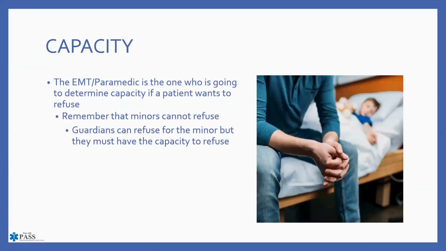So the EMT or paramedic is the one who is going to determine capacity if a patient wants to refuse. And remember that minors cannot refuse under normal conditions. The guardians can refuse for the minor, but they must have the capacity to refuse. So if you get called for a child and now you're there and the parent wants to refuse care for the child, but they're not in a capacity to be able to do that because of head injury, they're under the influence, whatever the situation may be, now they no longer have the ability to refuse for that child.